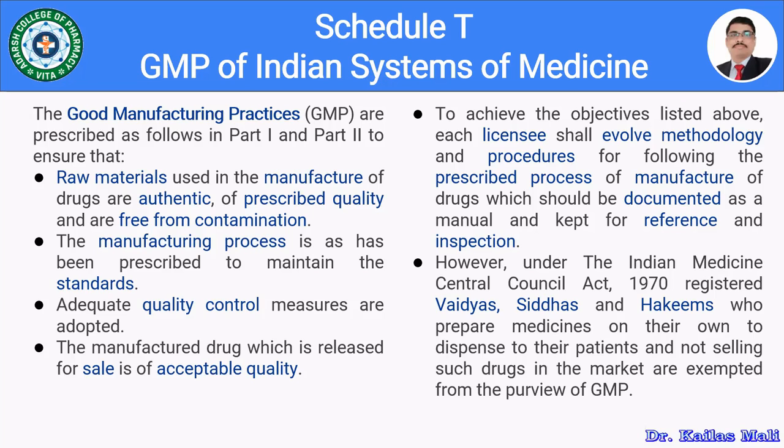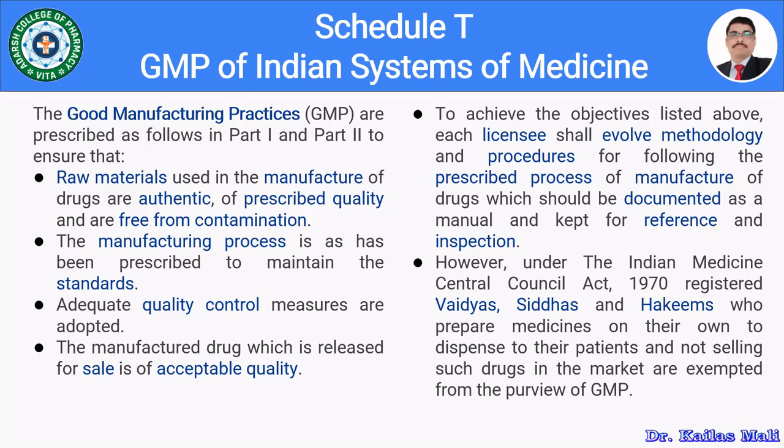To achieve these objectives, each licensee, that is the manufacturer, shall evolve the methodology and procedures for following the prescribed processes of manufacture of drugs, which should be documented as a manual and kept for reference and inspection. So in order to achieve all these objectives, the licensee or manufacturer should evolve certain methodologies and procedures, and use the standards laid down by the regulatory authorities to manufacture the ASU drug, and these should be documented as a manual and kept for reference and inspection during the visit.